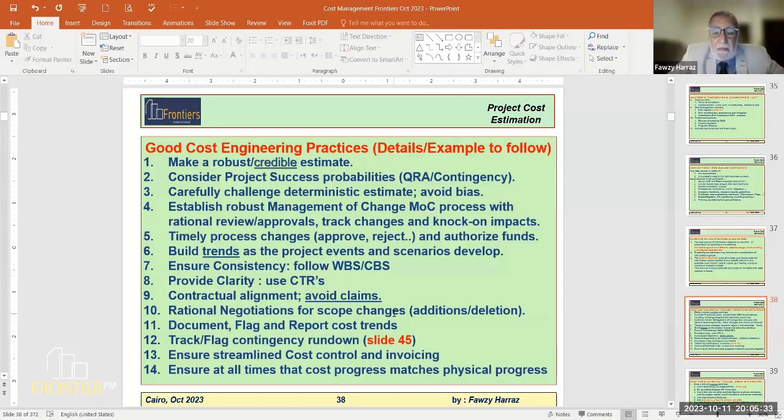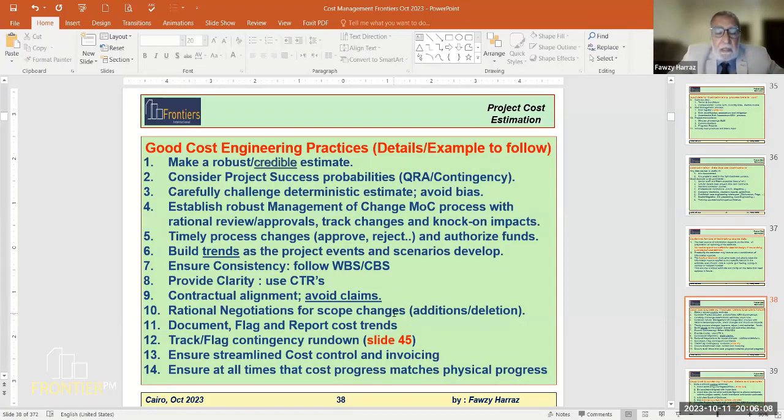Ensure consistency, very important. Actually, use the same work breakdown structure or cost breakdown structure, and that actually ensures two things: that you do not forget any item, big or small, or you do not duplicate an item. If you have clear work breakdown structures with code and description, you should not fall in this big shortfall of forgetting one item or duplicating or double dipping one item.